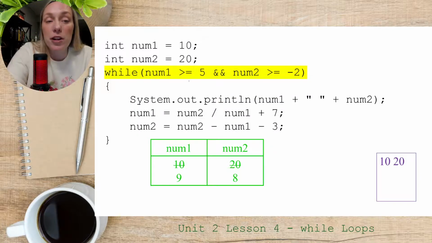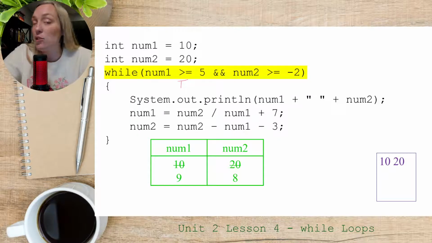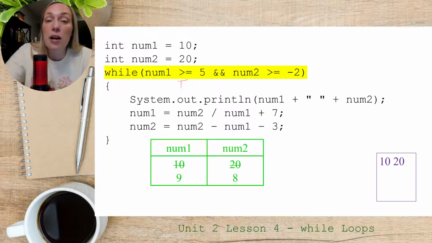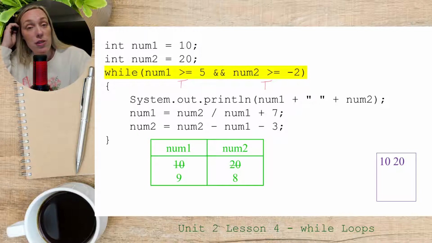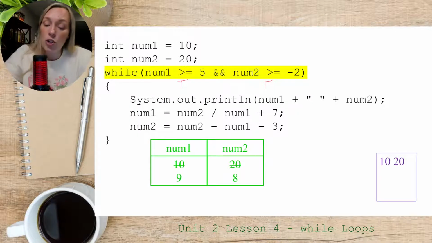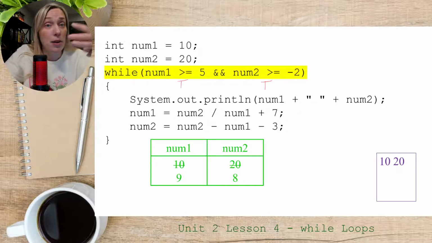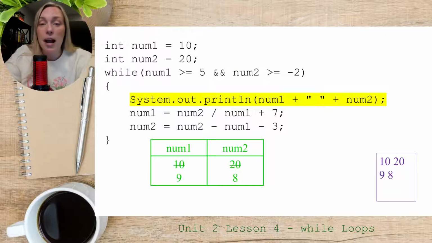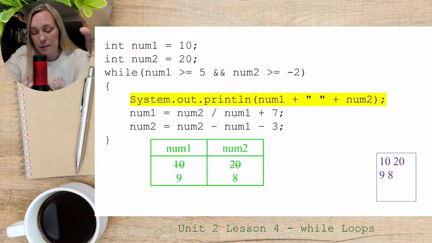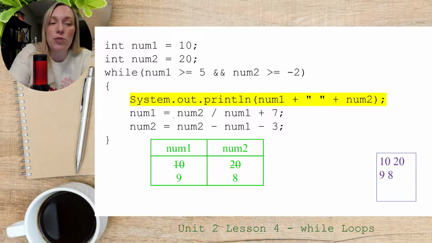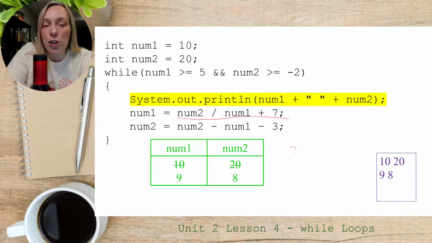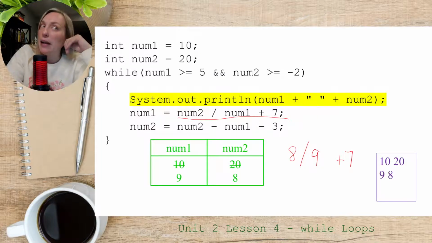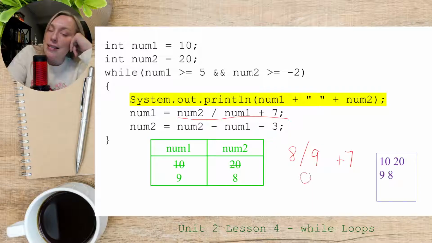Is num1 greater than or equal to 5? That's true. 9 is greater than or equal to 5. Is num2 greater than or equal to negative 2? That is also true. 8 is greater than or equal to negative 2. So I'm going to enter the loop again, and I'm going to run those 3 lines. It prints off 9 and 8. And then I'm going to do this math again. Num2 is currently 8 divided by num1, which is 9, plus 7. What is 8 divided by 9 for integer division? That's 0.